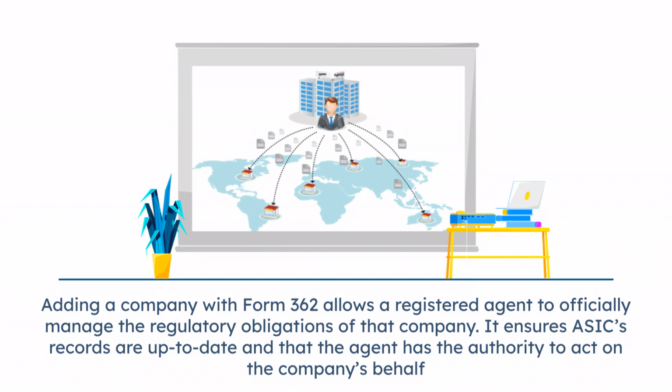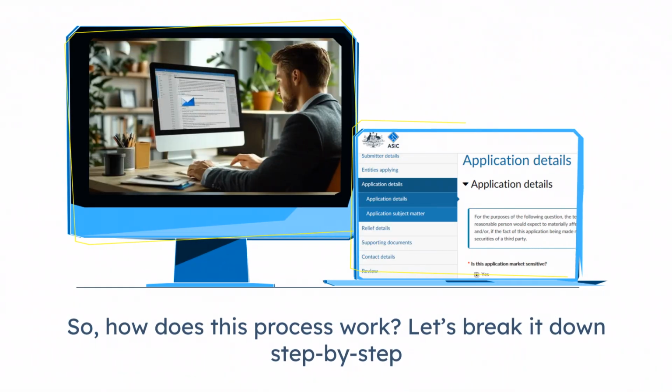It ensures ASIC's records are up to date and that the agent has the authority to act on the company's behalf. So how does this process work? Let's break it down step by step.